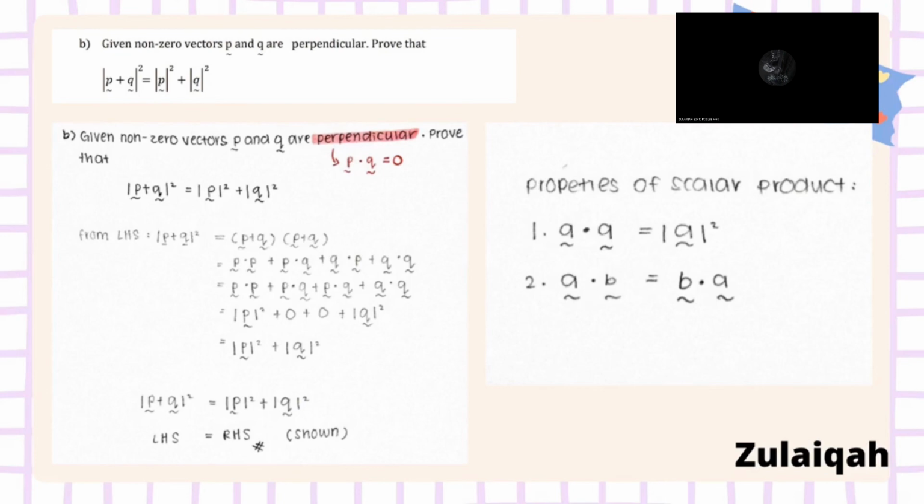So we can see that from the left hand side, modulus P plus Q square equal to, from the right hand side, modulus P square plus modulus Q square. So the left hand side are equal to right hand side. So this equation are shown.